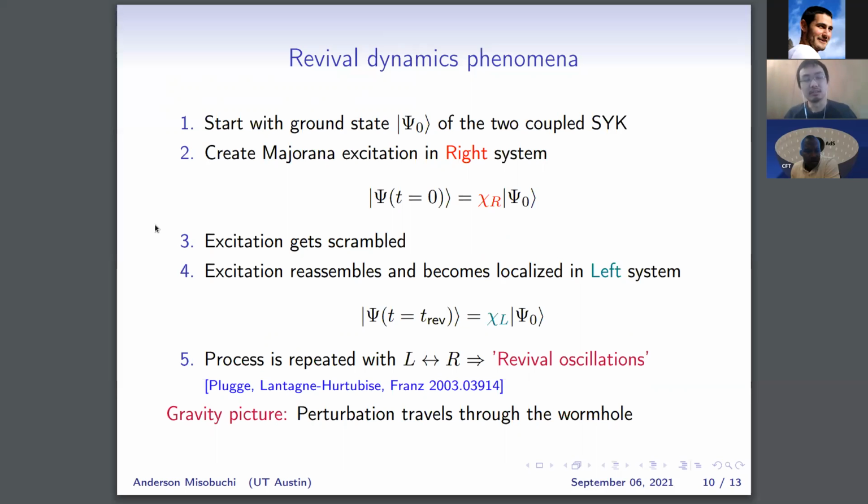But due to the effect of the interaction, this perturbation can get unscrambled and can reassemble on the other side, and you can recover the information that you sent on the left system. And then the process repeats itself with the left and right exchanged. This is what we call revival dynamics. In this context, in which we have an eternal wormhole, we call it revival oscillations.